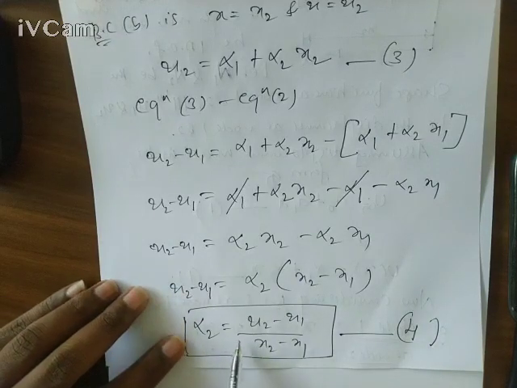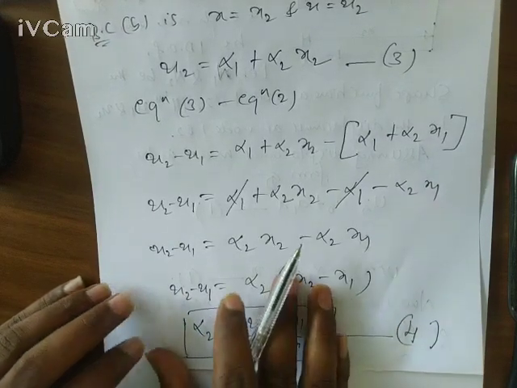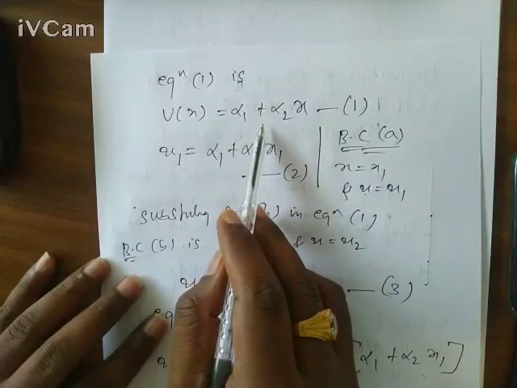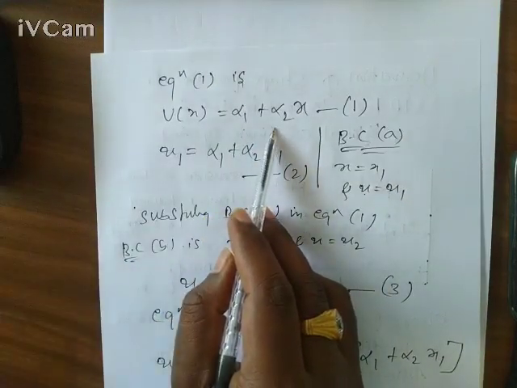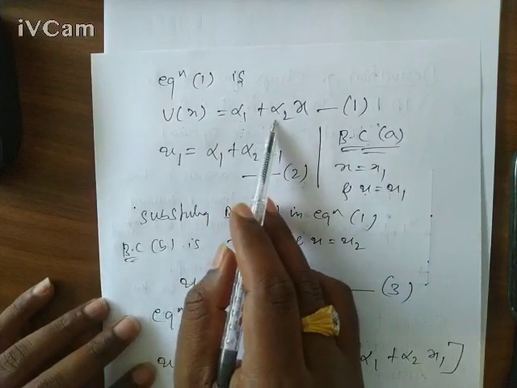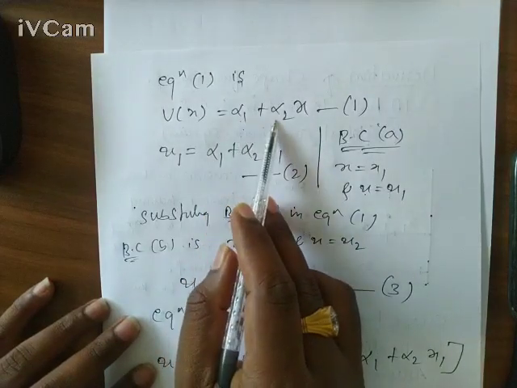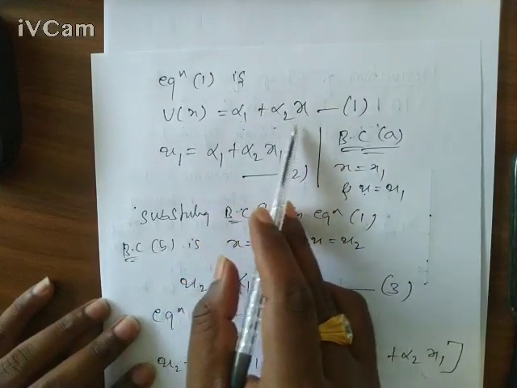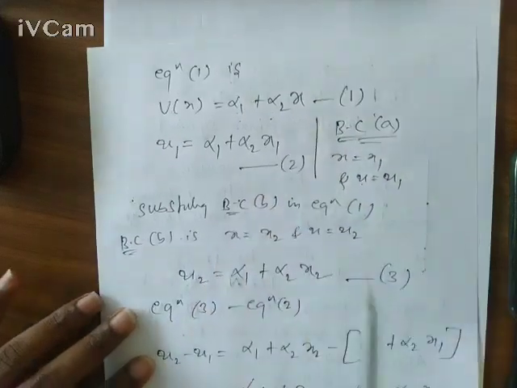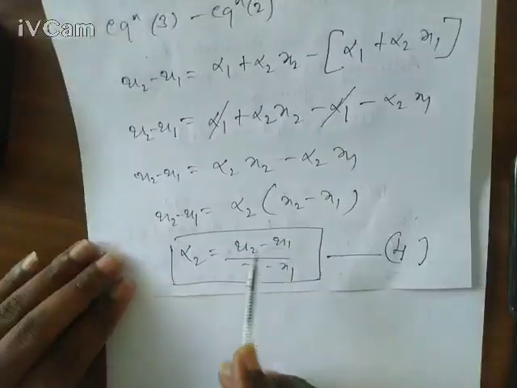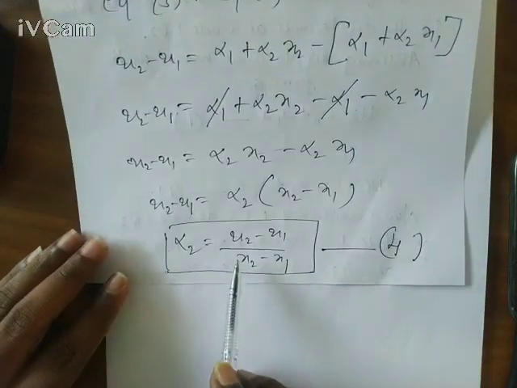Now I have got the first constant value. What are my constant values? Look here, this is my first equation, alpha 1 and alpha 2. Our aim is to find the constants alpha 1 and alpha 2, then I will be substituting back in equation 1, right? So now I have got the alpha 2 value here. What next?